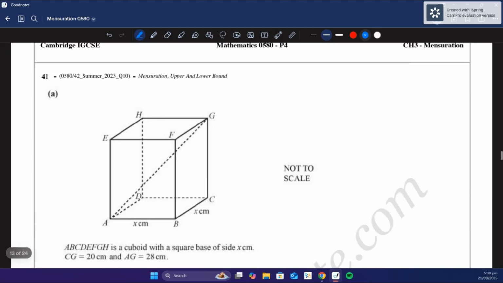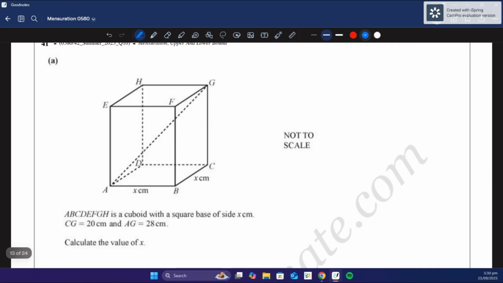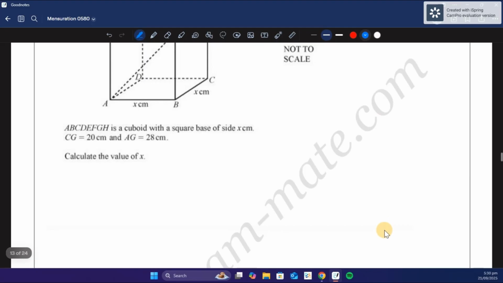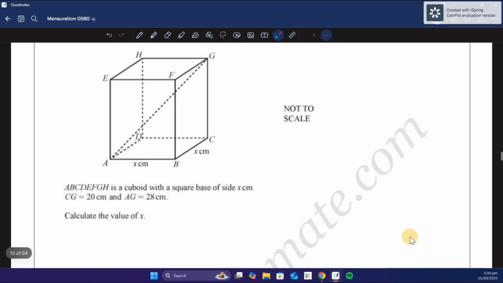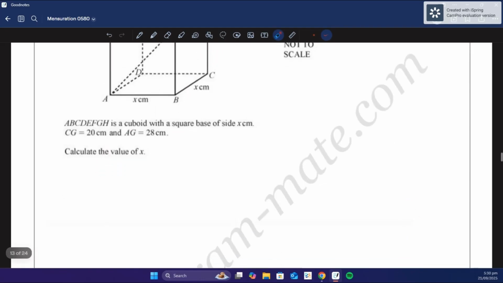Alright, perfect. Moving on to question number 41. A, B, C, D, E, F, G, H is a cuboid with a square base of sides x centimeters. CG is 20 centimeters, and AG is 28. Calculate the value of x. We need to find this.